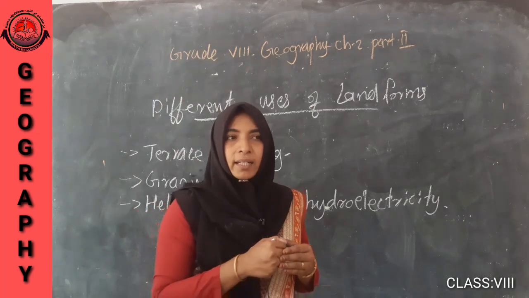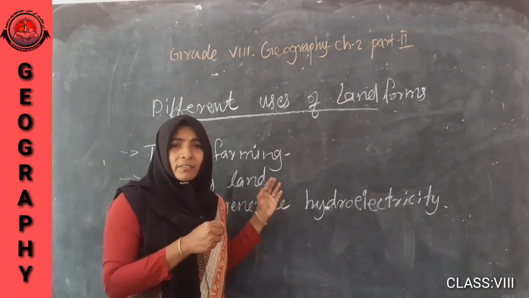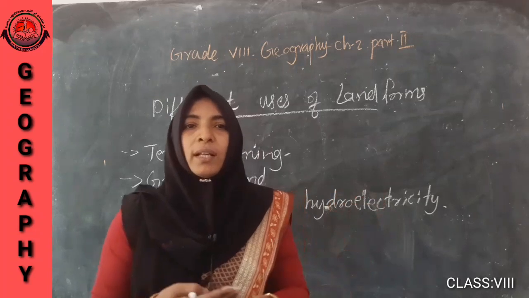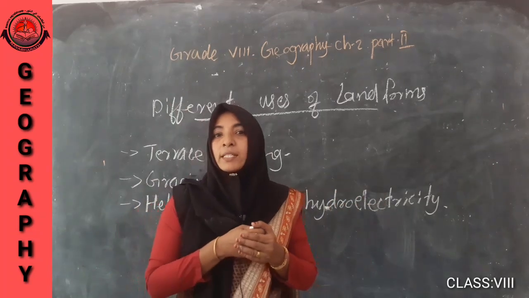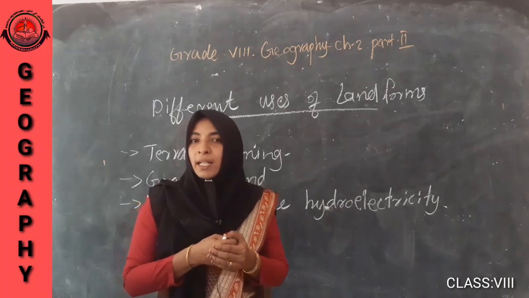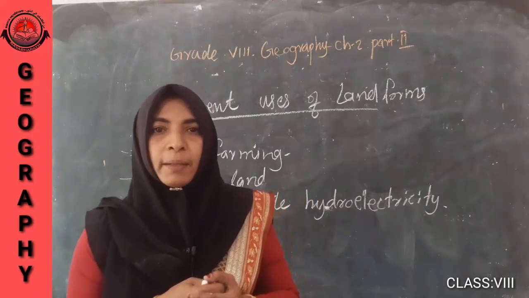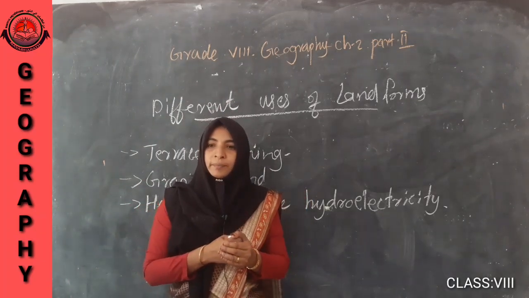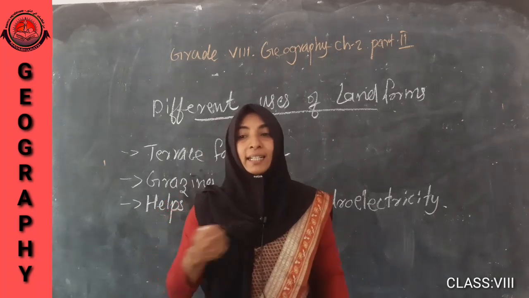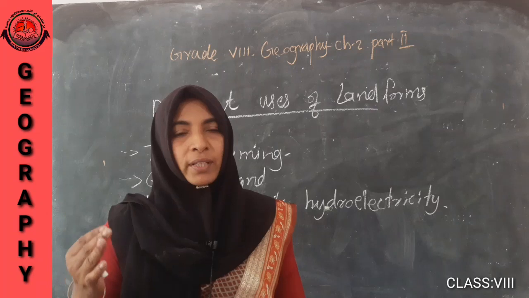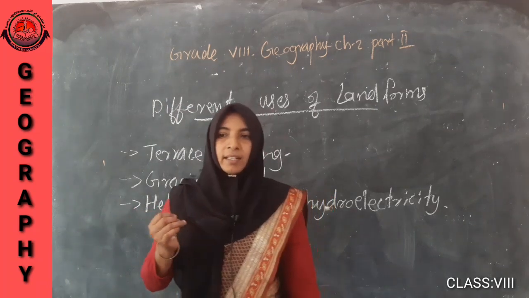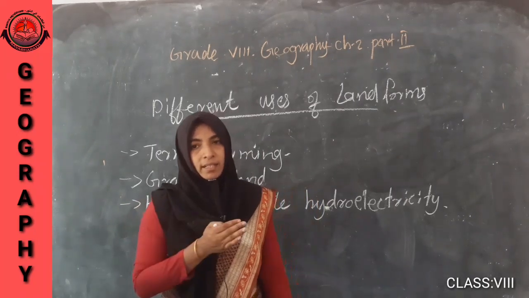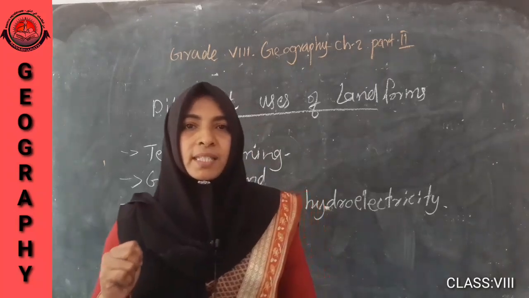Why is there a scanty population in the mountain region? Because of inadequate transport facilities and unfavorable climatic conditions. Then what about the population of a desert? Desert does not support that much population because of its climatic condition. Dry and extreme climate will be there. That is why desert does not support that much population.